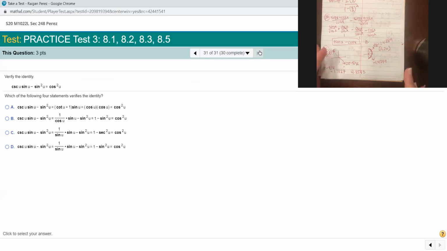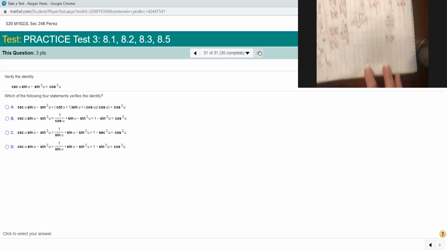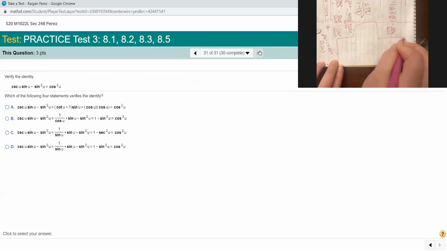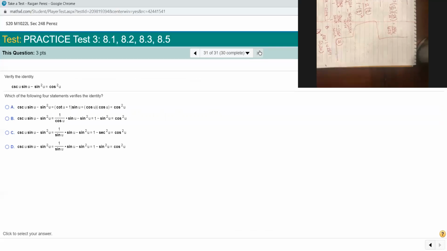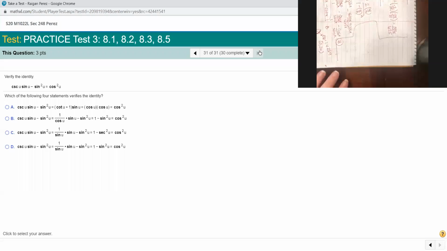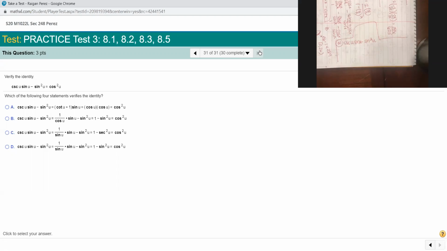And then last one, 31. I'm going to turn this and try to just fit it right here so I don't have to waste a piece of paper for this last one. Okay, 31. So we have cosecant of u times sine of u, minus sine squared of u. How can we get cosine squared?